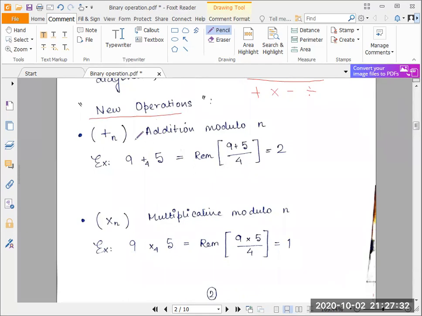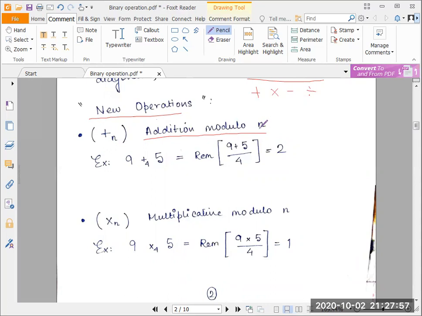So the first operation that we'll be looking at is addition modulo n. So that is how you say it. It's addition modulo n. The symbol for this is the normal plus operator that we are very well aware of, and on the subscript, we put a small n. So this symbol represents the operation addition modulo n.